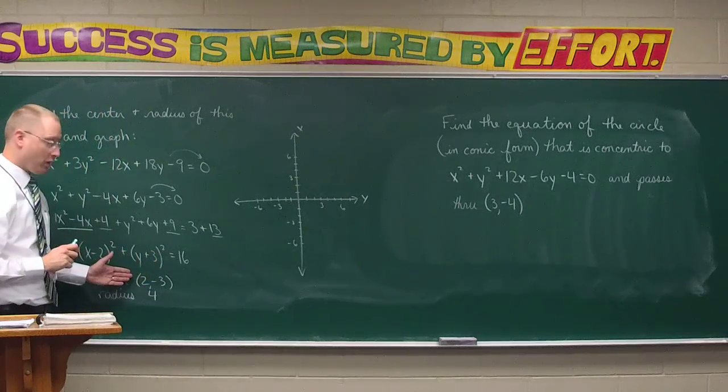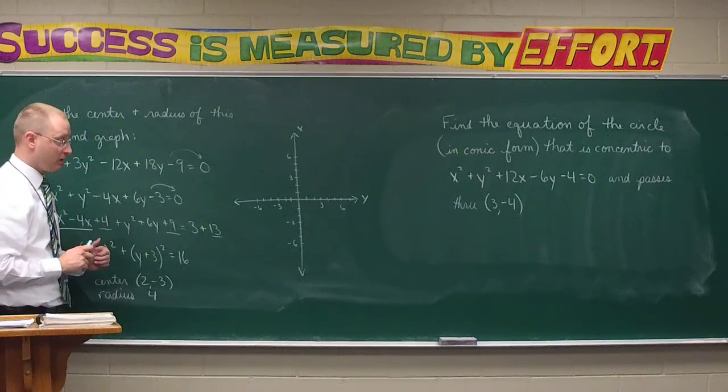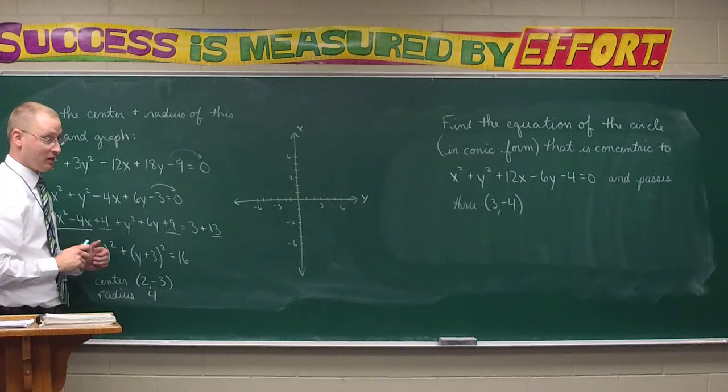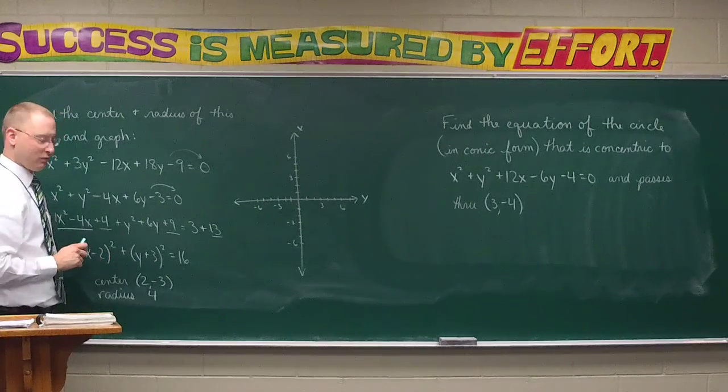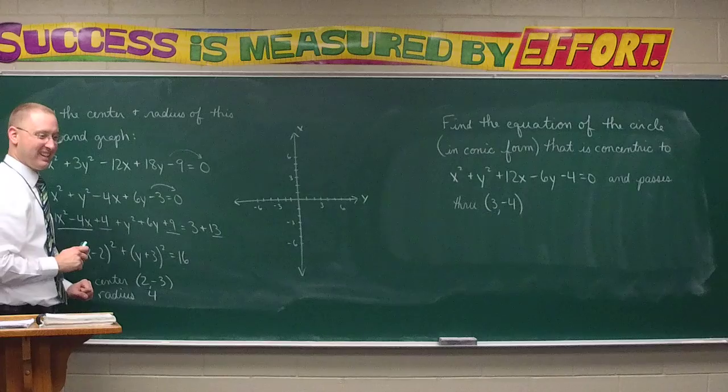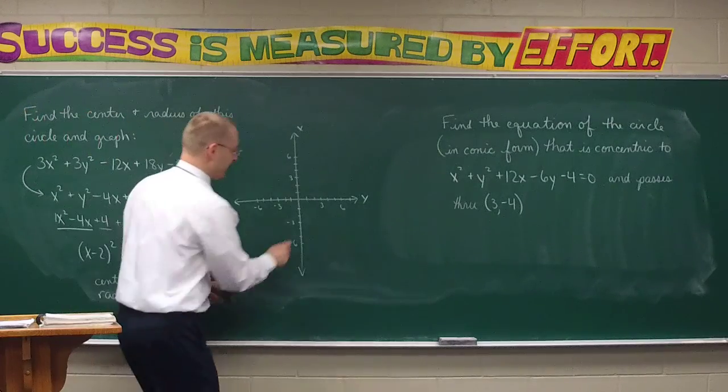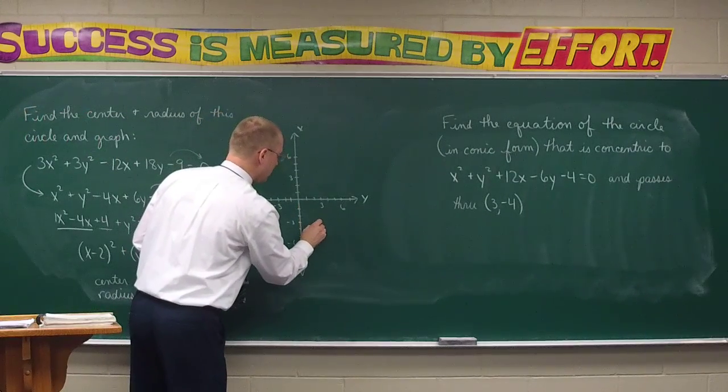(2, -3) is in which quadrant? Ooh, wait. 2, negative 3. Yeah, quadrant 4, right? So over 2 and then down the 3. So you'd be right here for your center.